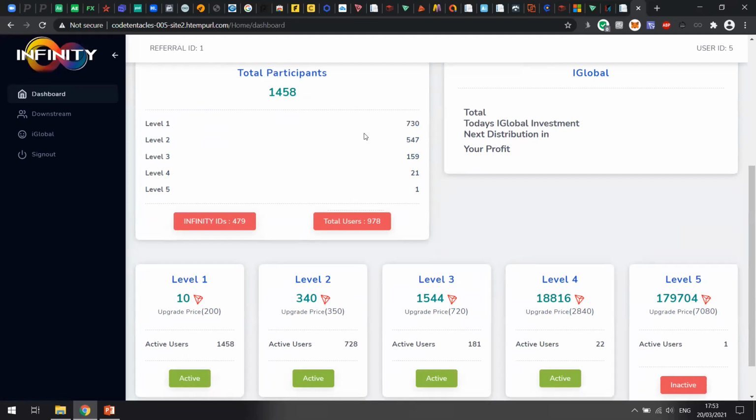ID1 is fully given to the people. Not even a single penny was taken from that and given to the owner. Okay, not even a single penny. That also you will never see on any smart contract.